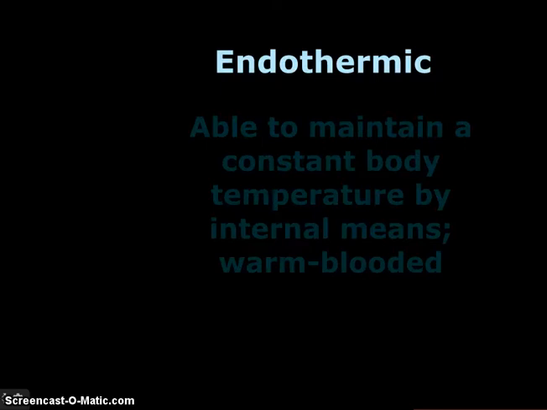We can't see this one too well, but it says endothermic, and that is that they are able to maintain a constant body temperature by internal means. We have endothermic animals and we have ectothermic animals. Now, endothermic we typically call warm-blooded. Ectothermic we typically call cold-blooded.